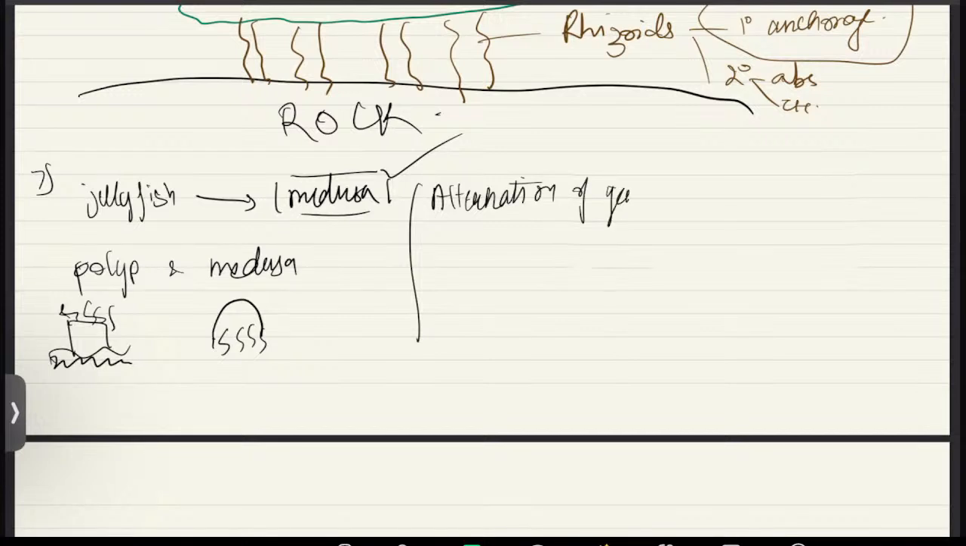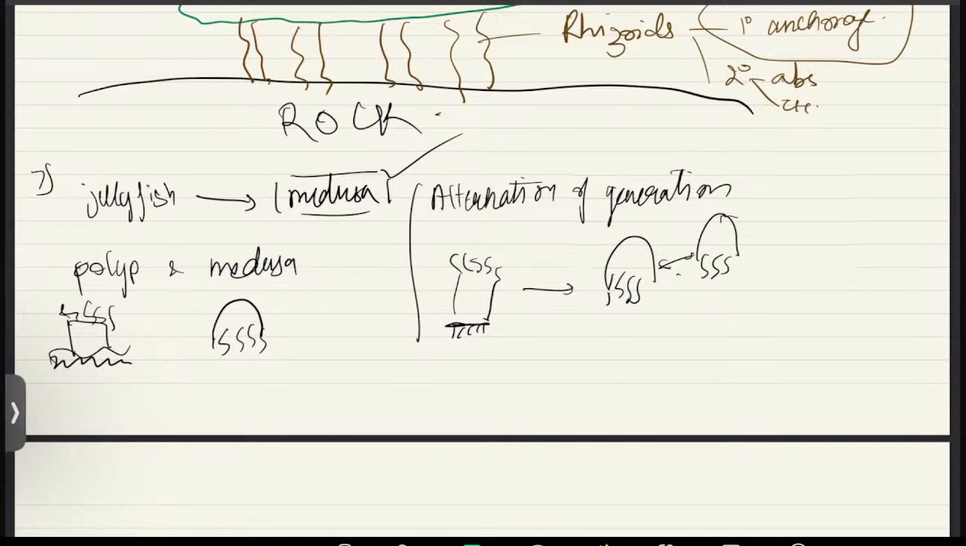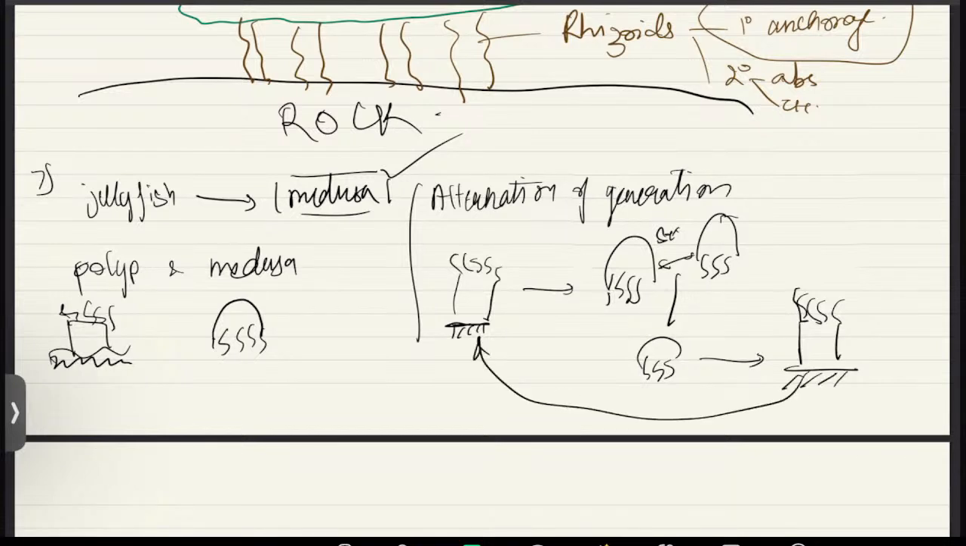Now you have a polyp which is attached to a rock. This polyp will convert itself into a medusa. Now what will happen? This medusa will find one more medusa and they will breed sexually and form medusae. These medusae turn themselves into polyps, which can again turn into polyps asexually or turn into medusae sexually, reproduce again forming medusae.